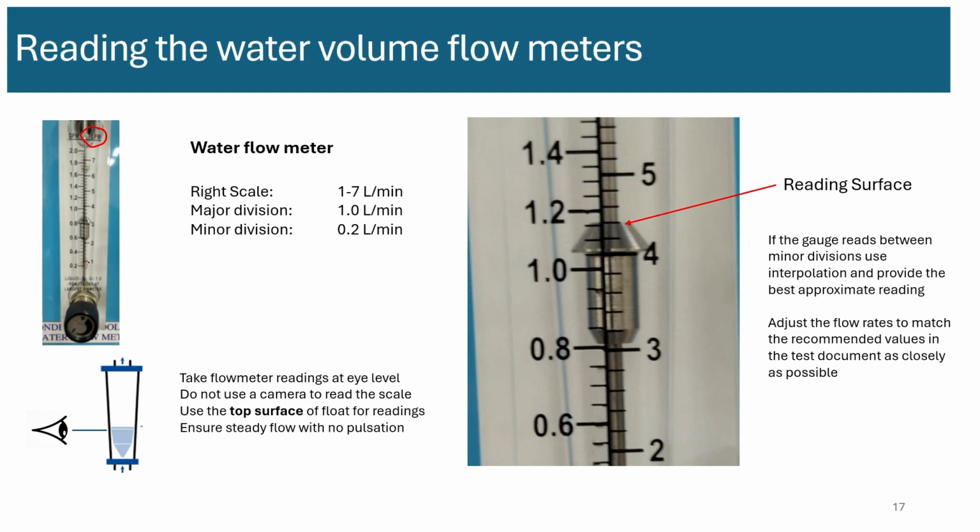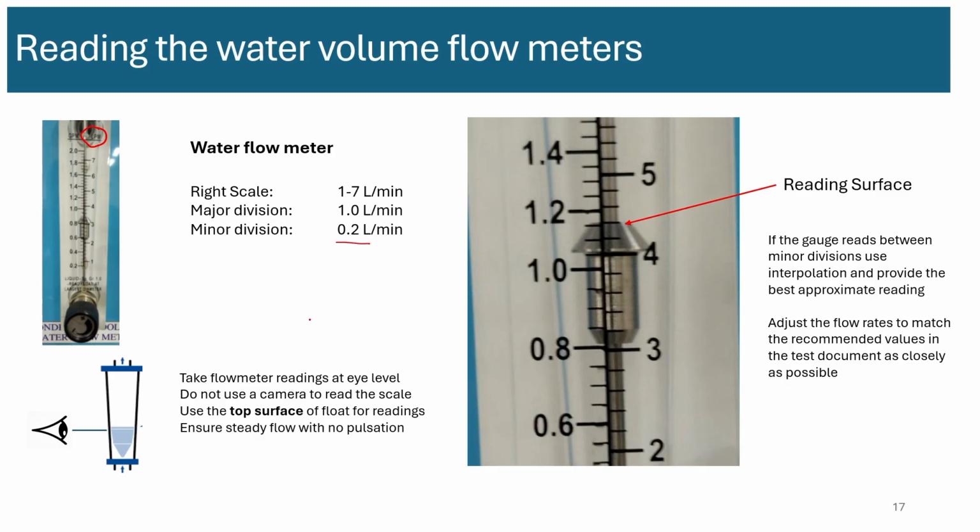The scale starts at 1 and it ends at 7 liters per minute. If you look at the major division, it goes from 3 to 4 to 5. So the major division is 1 liter per minute. The minor division, you have 5 divisions in between, right? 1, 2, 3, 4, 5. So each of them is 0.2 liters per minute.